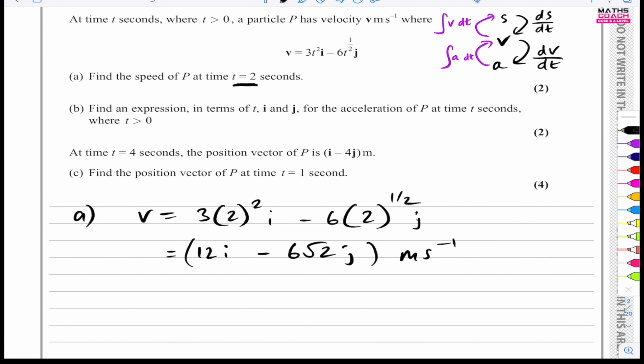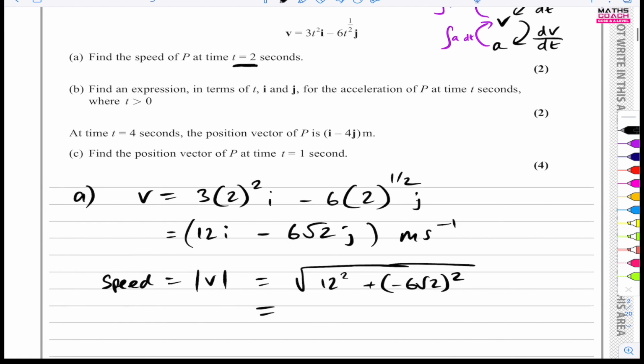But it's asked us for the speed. So the speed will be the magnitude of v. Okay, how do we do that? We do a square root of 12 squared plus minus 6 root 2 squared, and we work that out. And that gives us the square root of 216, which is 14.7 meters per second.